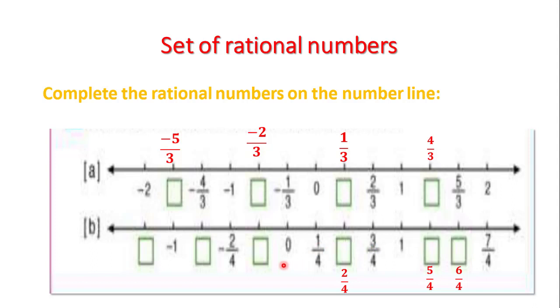Let's move to the negative part. Here we have negative 2 over 4, so before we have negative 1 over 4, and after we have negative 3 over 4. Here negative 4 over 4, which is negative 1. So next we have negative 5 over 4.